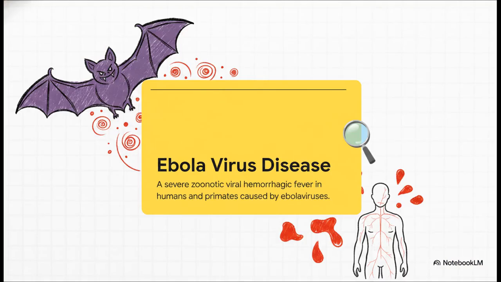So right out of the gate, let's establish exactly what we're dealing with. Ebola Virus Disease, or EVD for short, is a severe zoonotic viral hemorrhagic fever. It affects humans and other primates, and it's caused by Ebola viruses. This is a complex, formidable biological antagonist, and we really need to unmask it to understand it.